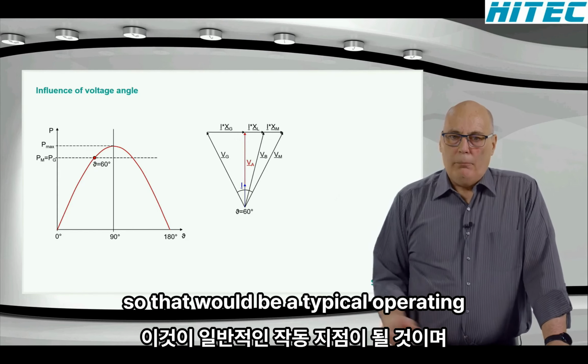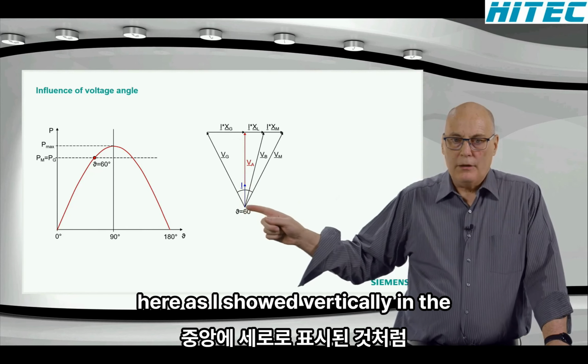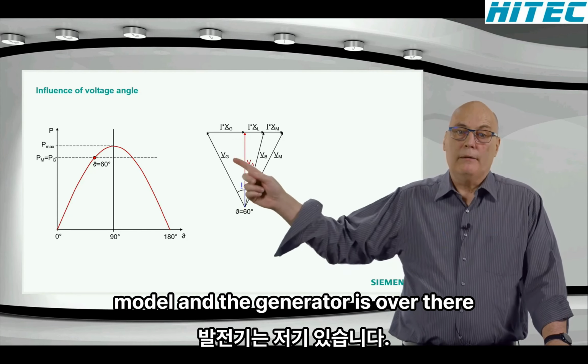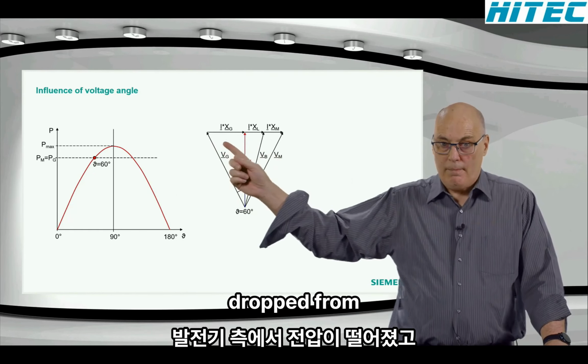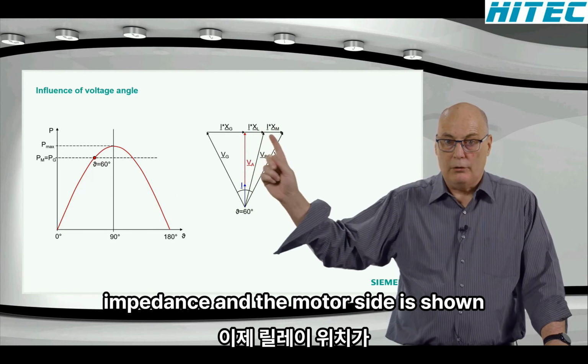That would be a typical operating point, and we have drawn that here. You can see the current is shown vertically in the middle. The current is there in this model, and the generator is over there, the motor is over here, and the voltage drop from the generator side, the line impedance and the motor side is shown like that.